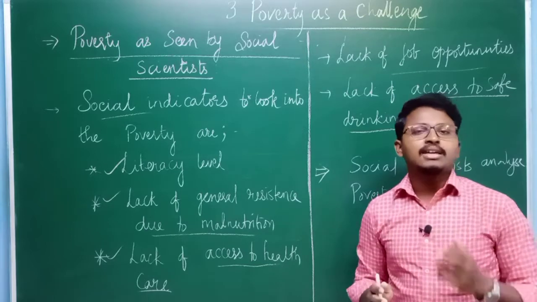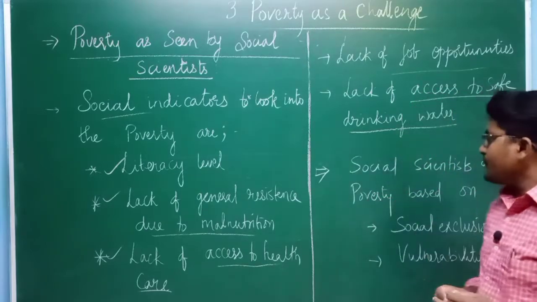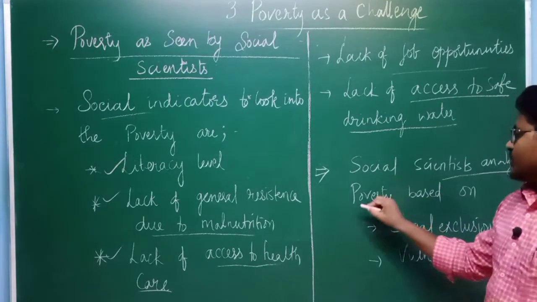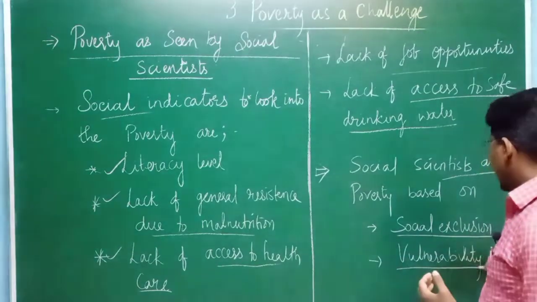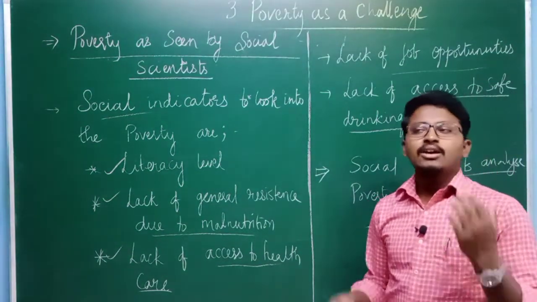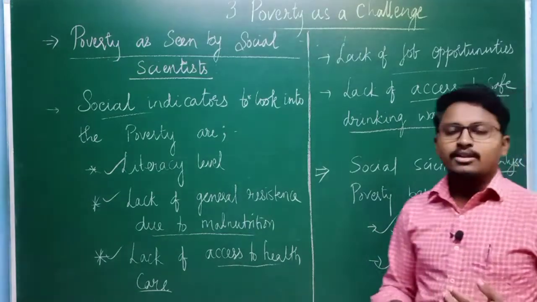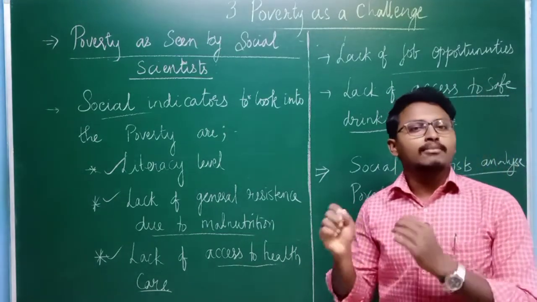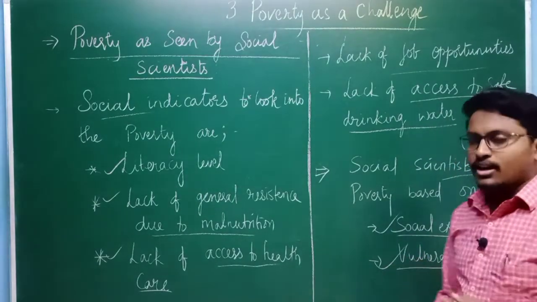But nowadays they are using two important social indicators to measure poverty. One is social exclusion and the other is vulnerability. Now we will see what exactly social exclusion means and what exactly vulnerability means, and how we can measure poverty using social exclusion as well as vulnerability.